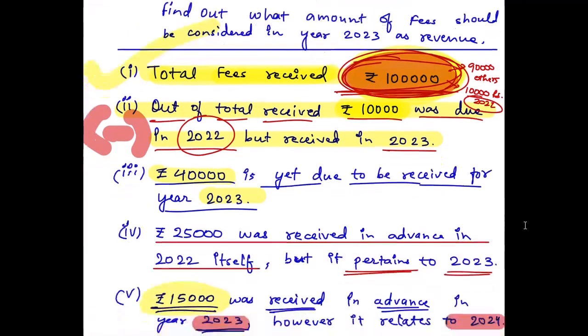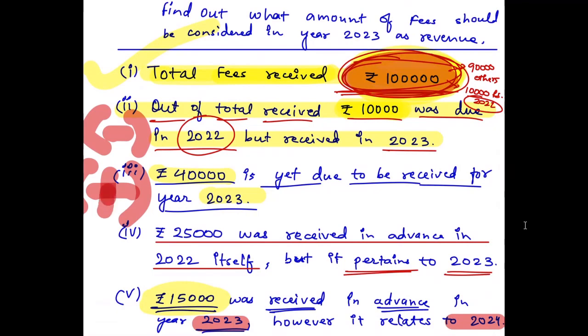Now let's go to the third one. Third one says rupees 40,000 is yet due to be received for year 2023. So obviously it is not yet received in 2023. It will be received in the next year 2024. However, it belongs to 2023. That's why I have included it into the current year revenue. So I have added here.